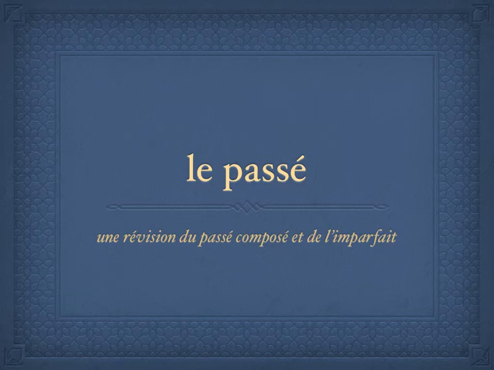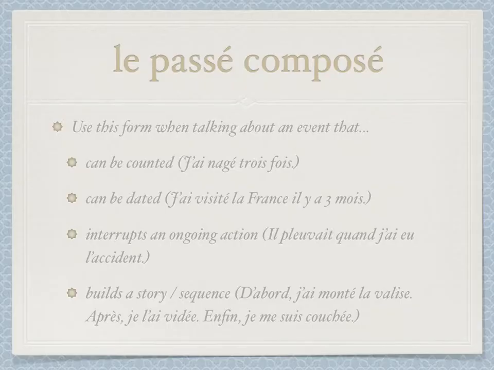Le passé. So, le passé in French is composed of two primary tenses. One's called le passé composé and one's l'imparfait. First, let's focus on le passé composé. Now, you're going to use this form when you're talking about an event that can be counted, can be dated, or if it interrupts an ongoing action, or builds a story.